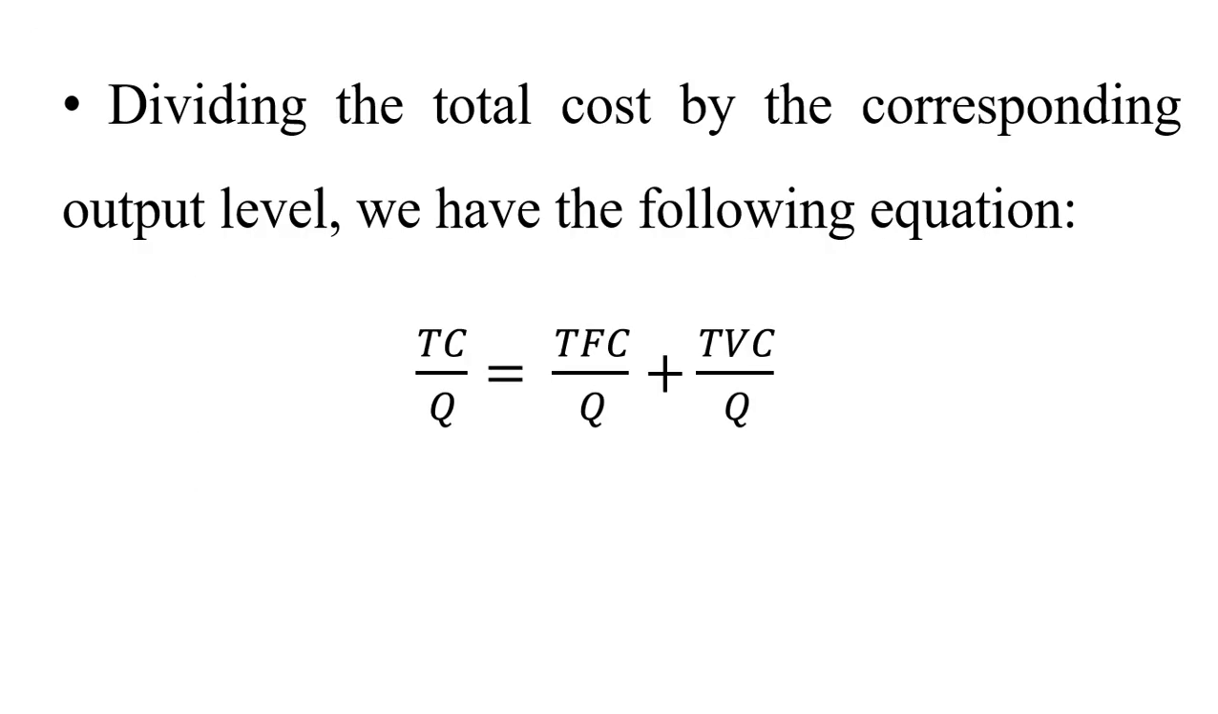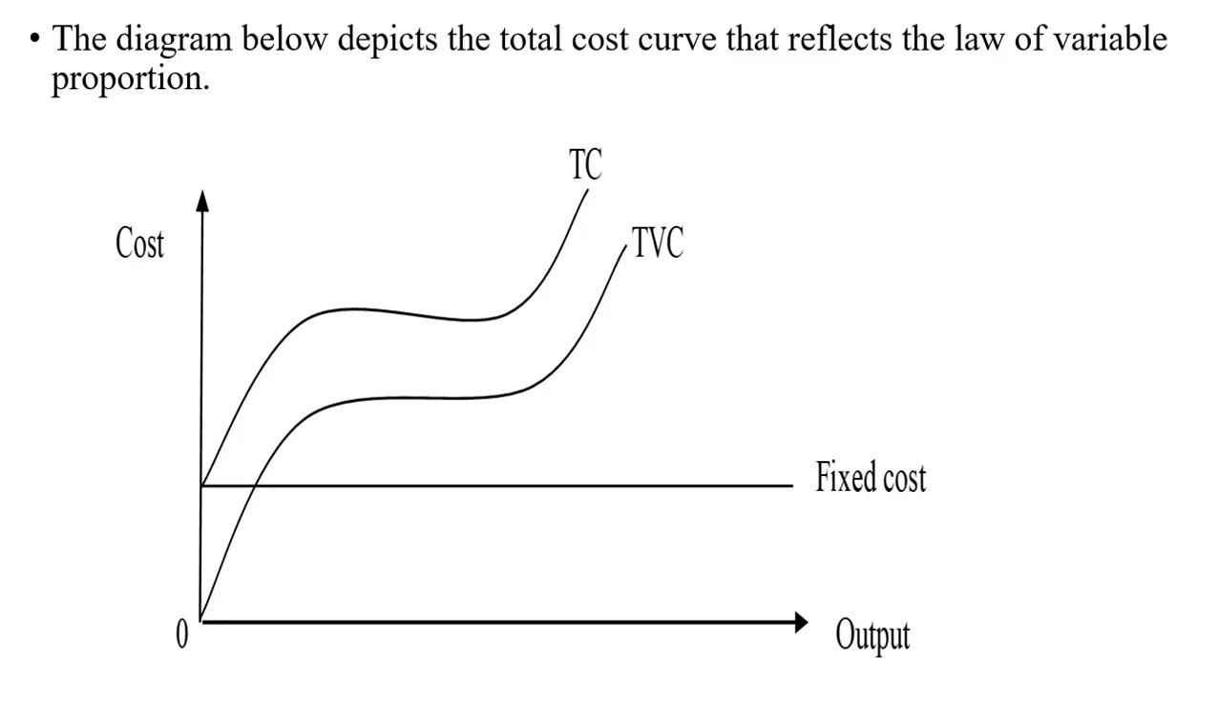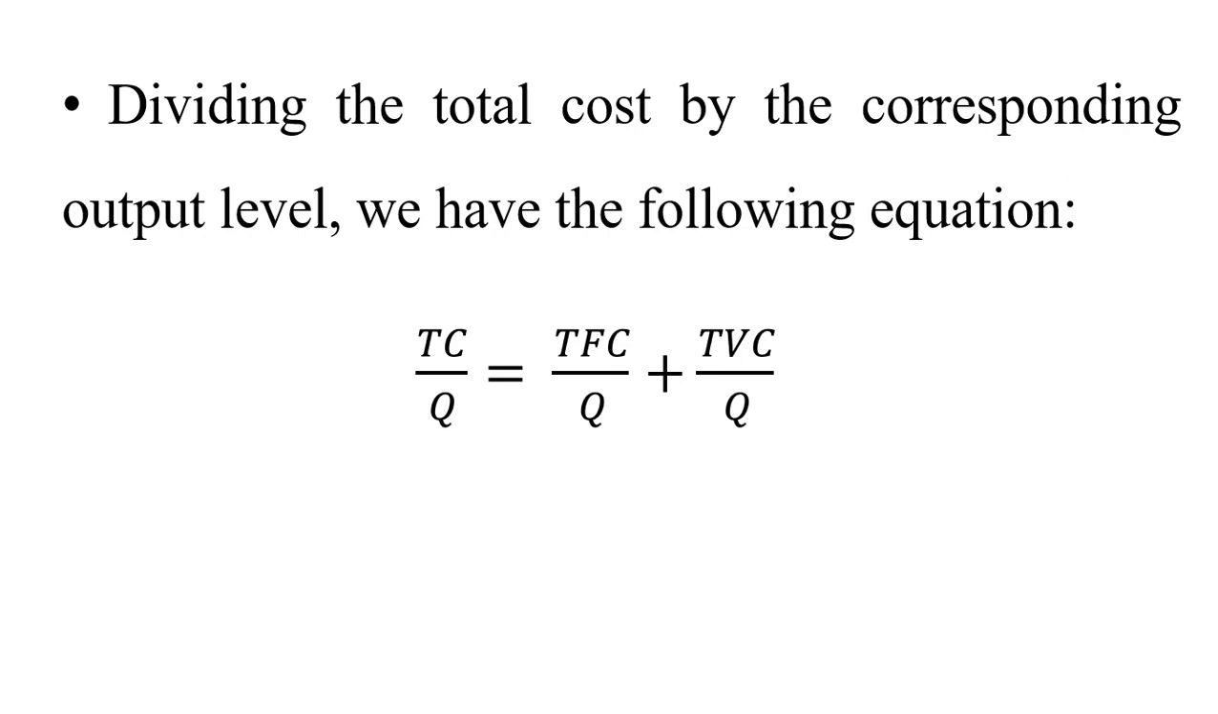If you divide this expression, total cost, which is equal to fixed cost plus the variable cost, by output Q, you have an expression like this. And the first expression, which is total cost over output, is known as the average cost. Then TFC over Q, which is total fixed cost over output, will give you the average fixed cost. And the TVC, which is total variable cost over output, gives you average variable cost.